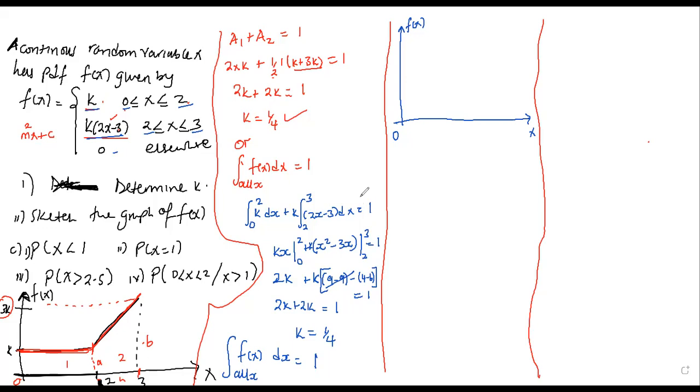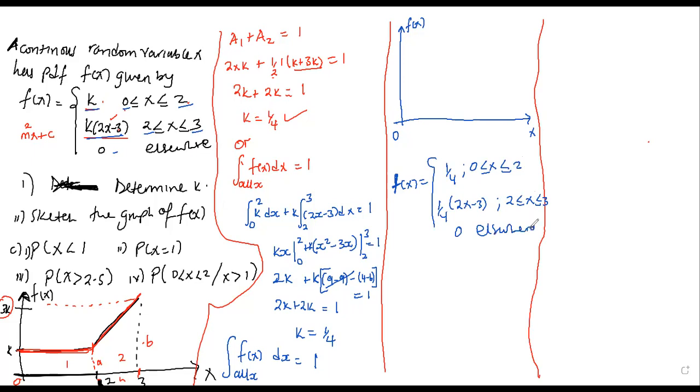Okay, I'm repeating the graph, but this time using k is a quarter. Meaning, I'm using this one. It means f of x is equal to a quarter for 0 less than x less than or equal to 2. Then a quarter into 2x minus 3, for 2 less than or equal to x less than or equal to 3, 0 elsewhere.